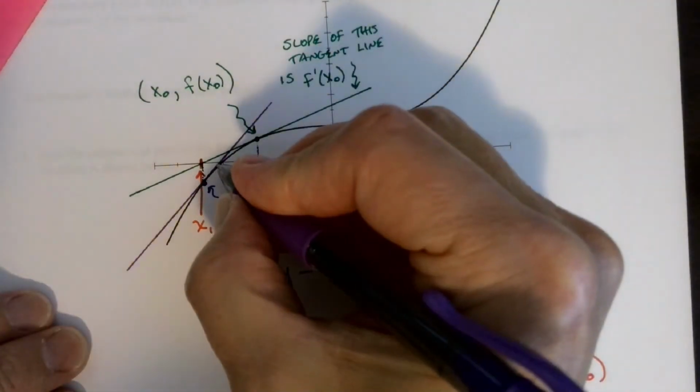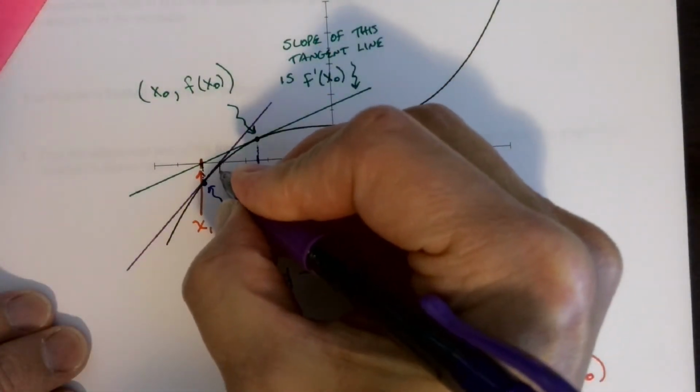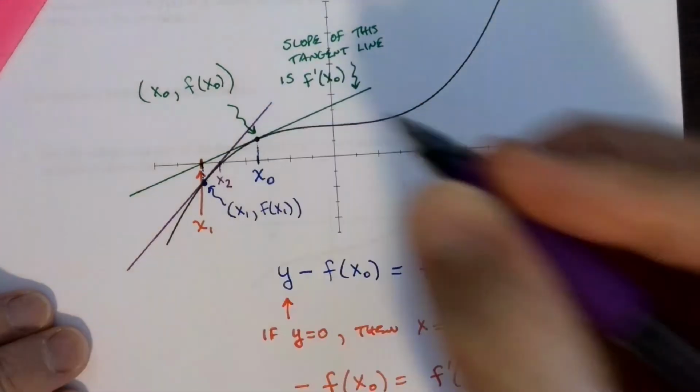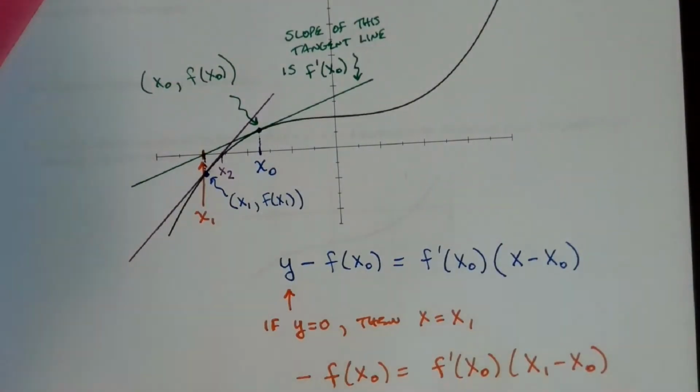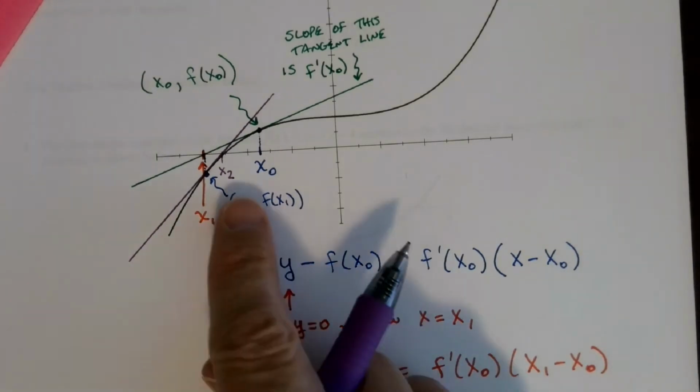So the point I'm hitting here, that's going to be my x sub 2, my second iteration. And I want you to know x sub 2 is really close to that 0, isn't it? Probably not right on it, but it's pretty darn close. Okay? How do I get the value of x sub 2?